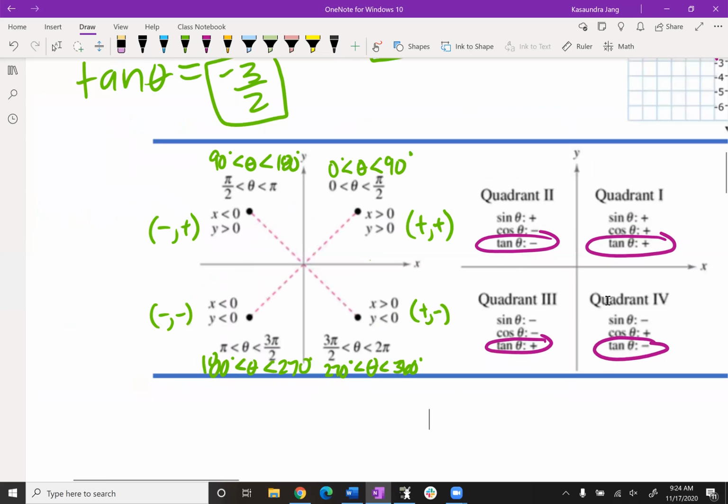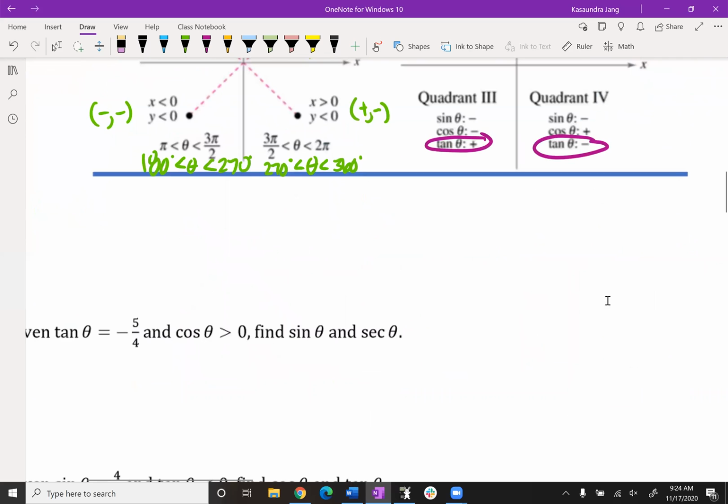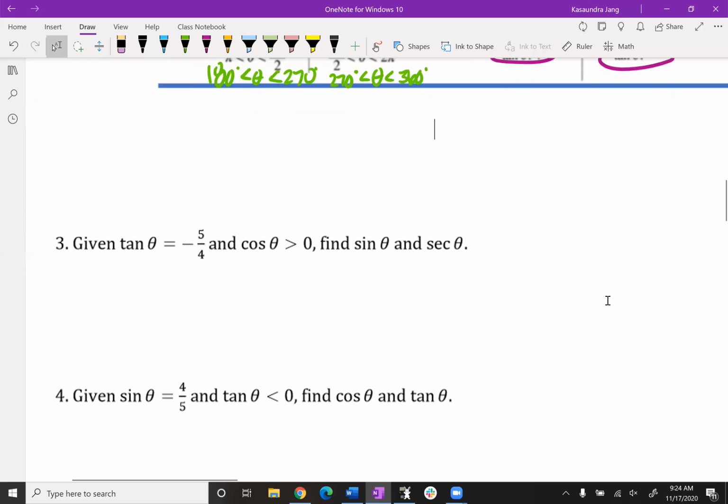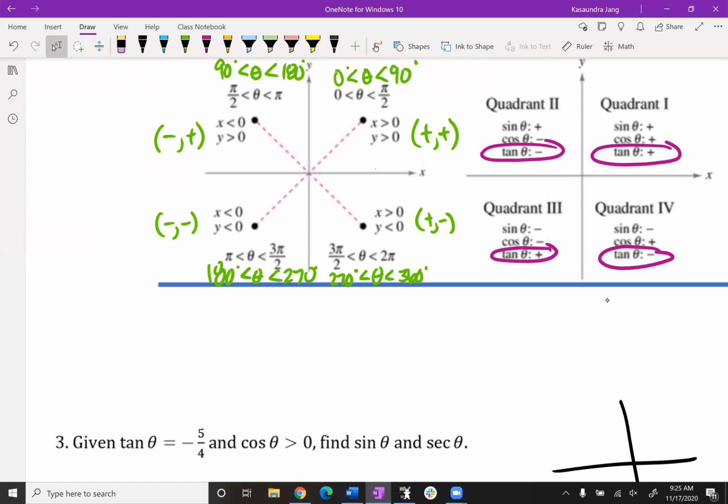All right, so let's see if we can use that for these guys. Given that your tangent of theta is negative 5/4 and your cosine is greater than 0, you have to find sine of theta and secant of theta. Where am I on my unit circle if my tangent is negative? First of all, let's look at this. I have 2 possibilities.